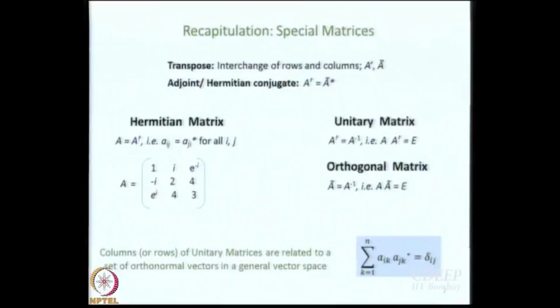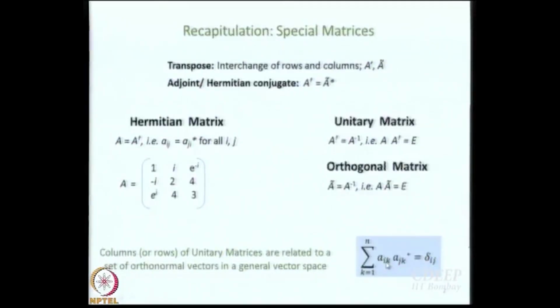And this is another thing that we had derived, that columns or rows of unitary matrices are related to a set of orthonormal vectors in a general vector space, right. We had demonstrated this, right. And how do you write it in summation form? Sum over k equal to 1 to n, a_ik a_jk star equal to delta_ij. What is the meaning of this sum?